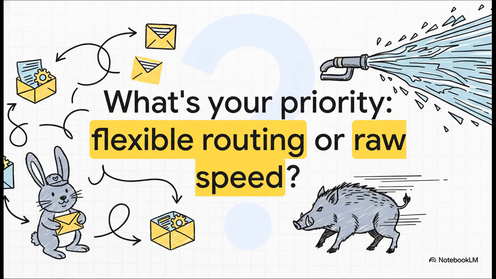So we'll leave you with this question to think about for your own work. What is truly more important for your next project? Is it the complex, flexible, intelligent routing of RabbitMQ, or is it the raw, fire hose-like speed you get from something like Kafka? The answer to that question will probably tell you exactly which path you need to go down.